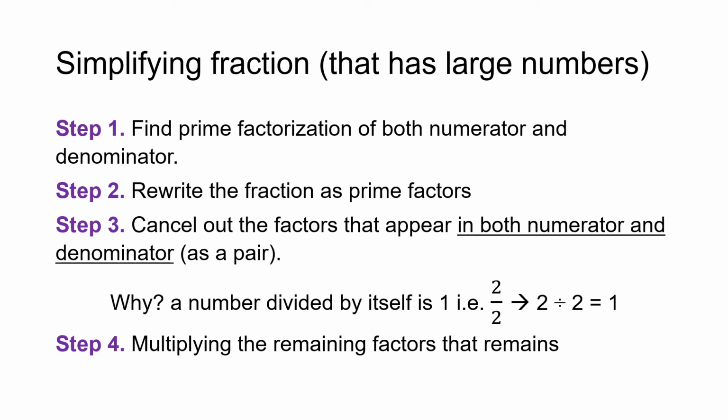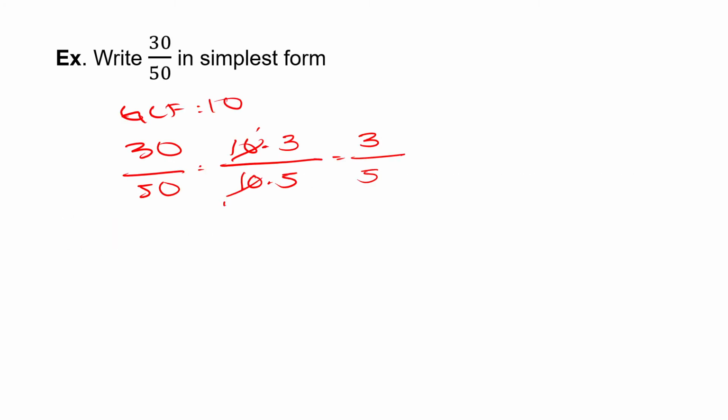Here we're going to simplify large fractions. So here are 4 steps. First, find the prime factorization of both the numerator and denominator. Step 2, rewrite the fraction using the prime factors. Step 3, cancel out the factors that appear in both the numerator and denominator. And step 4, multiply the remaining factors. So it's kind of like this, but instead of 10 times 3, 10 times 5, we're going to use the prime factors.